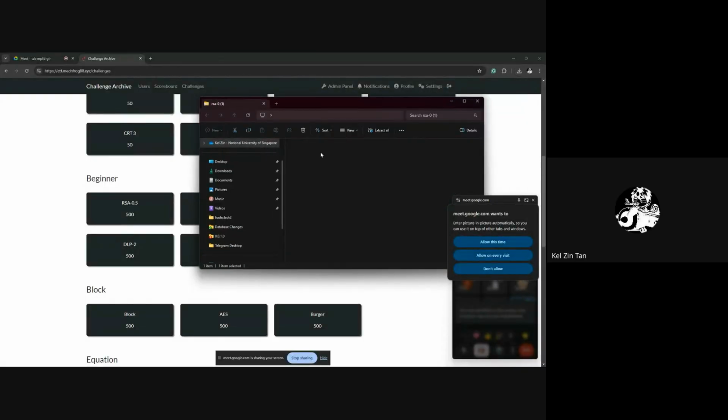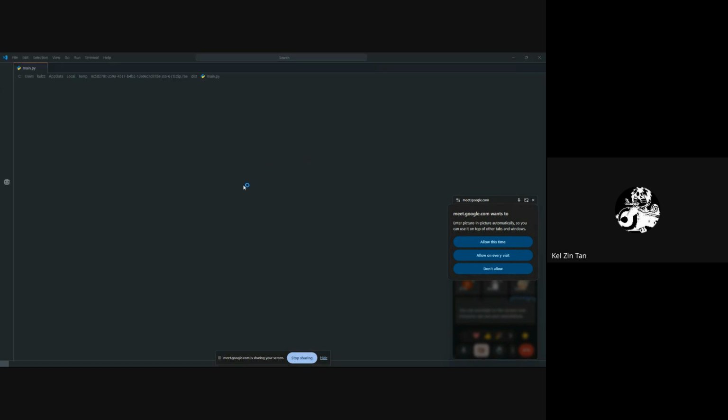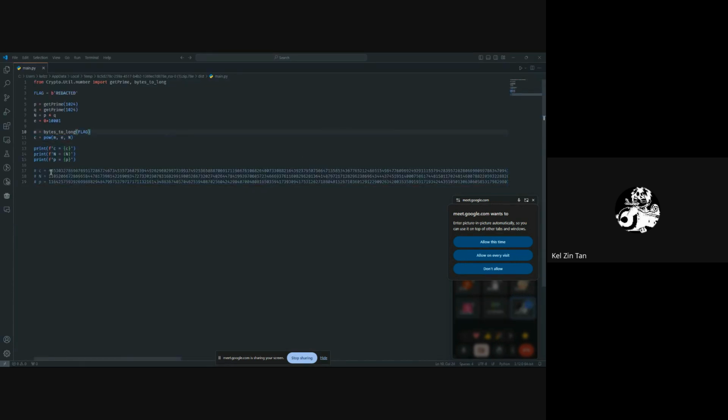So for RSA 0, you are given P, so you just find Q and then you can solve it. You are given P already, so Q is just n divided by P, then you can just solve. That is just the solution for RSA. And RSA 0 is just trying to test your understanding of RSA. This is your RSA exercise.